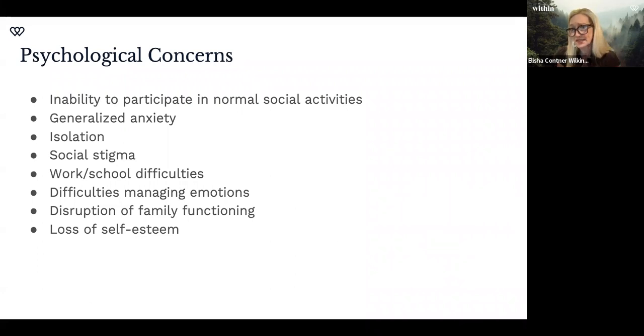We also see social stigma and isolation. There's fear and embarrassment that goes along with this. There's a fear of going out into public places due to some of the aversive consequences that may have been experienced. And then also we want to look at the disruption of family functioning. The family may accommodate the disorder at home by going to certain restaurants or going to certain stores to buy particular food items as well. So we want to assess that as well and address that in some of the work that we do.